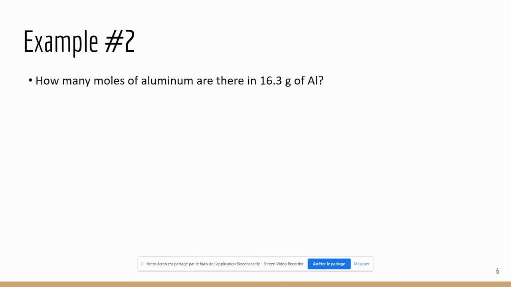Pause here and take a moment to try it. Make sure you've got your periodic table out.